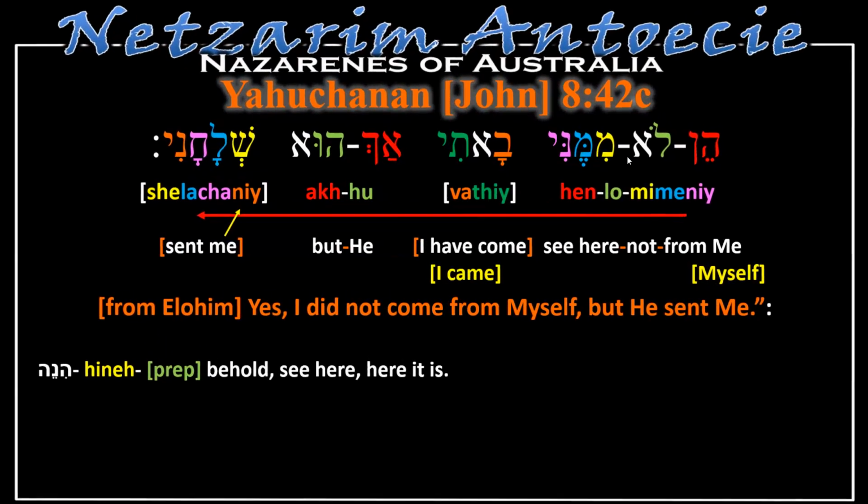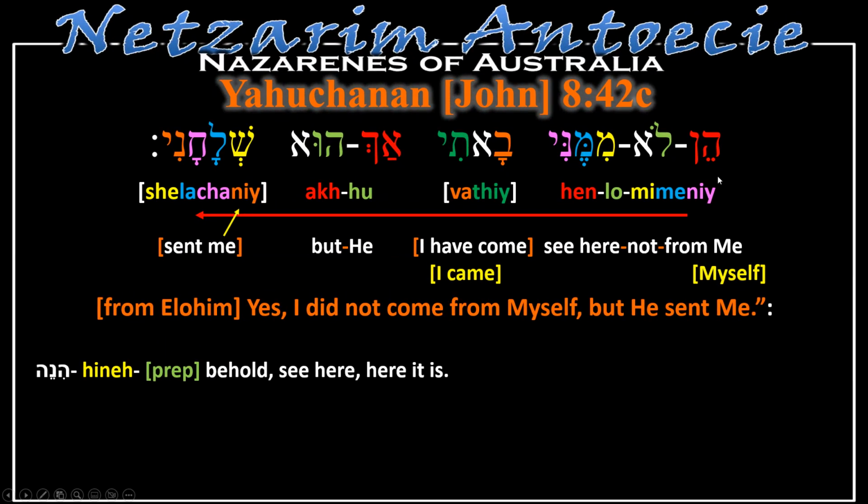And so we come to 42c. We have a hey, nun sofit. This is a nun at the end of a word, different from this nun. It appears different, but it's a nun sofit. Then we have lamed, aleph, mem, nun, yod. Vayet, aleph, tav, yod. Aleph, kaf sofit. That's a kaf at the end of a word. Hey, vav, aleph. Shin, lamed, chet, nun, yod.